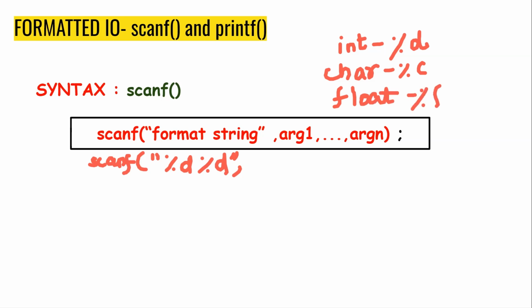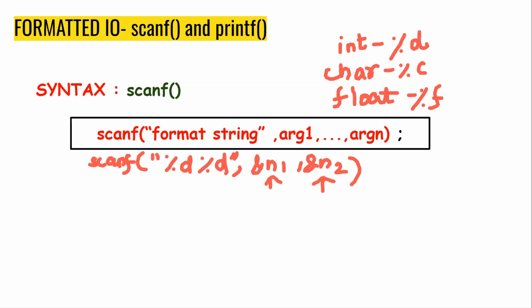Comma, ampersand n1, comma, ampersand n2. So ampersand n1 specifies the address of the variable n1 where we are going to store the value we are reading. Then n2 is another variable. So it is the address of another variable where we are going to store the next input that we are reading.